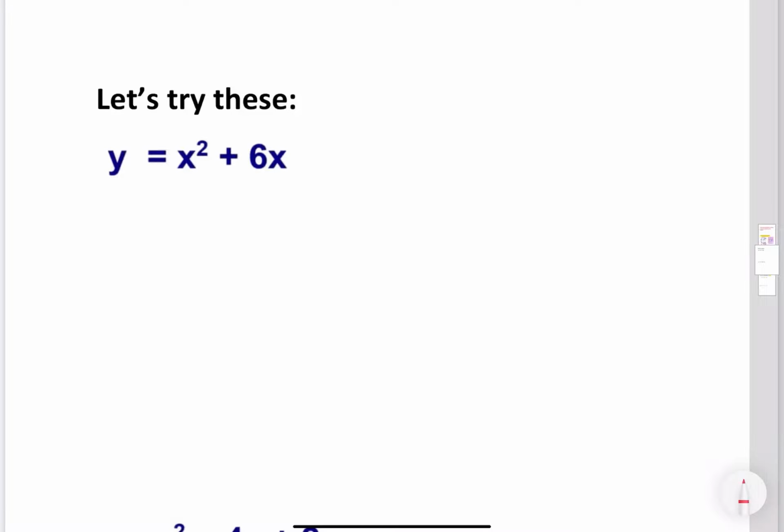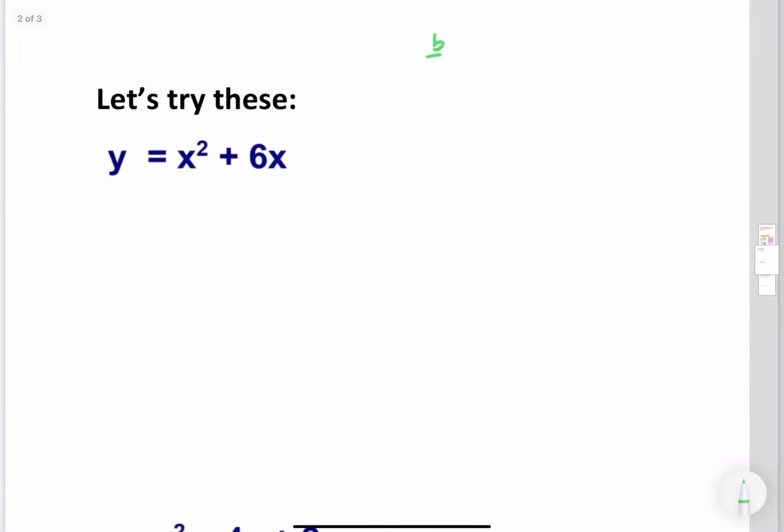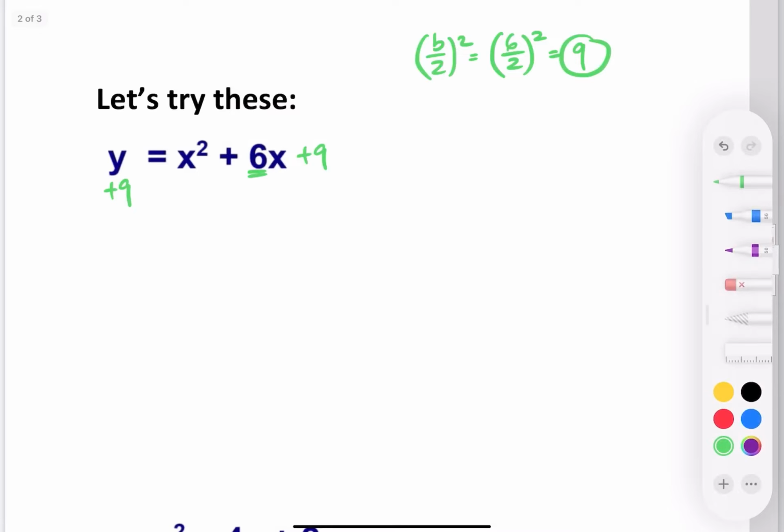So what I want to do is go ahead and complete the square. I want to make this right side a perfect square trinomial. To do that, I'm going to do my b over 2 squared, and the b in this case is 6. So that means I have 6 divided by 2, and we're going to square it. Well, 6 divided by 2 is 3, and 3 squared is 9. So I'm going to take that 9 and add that 9 on both sides. What we do on one side, we do to the other.